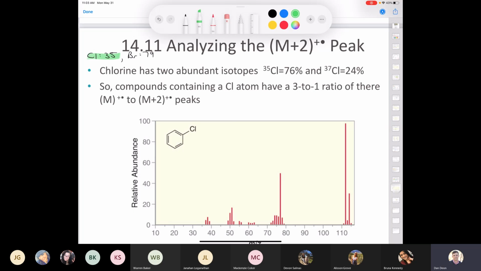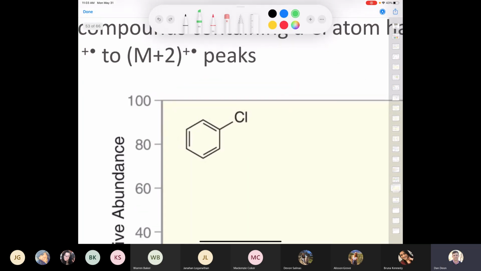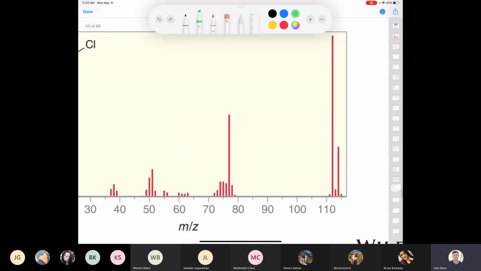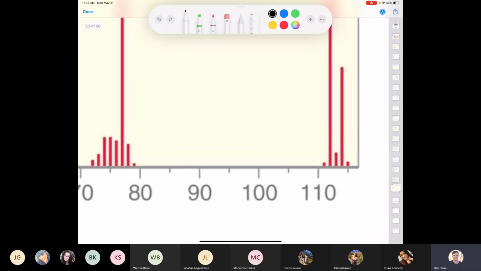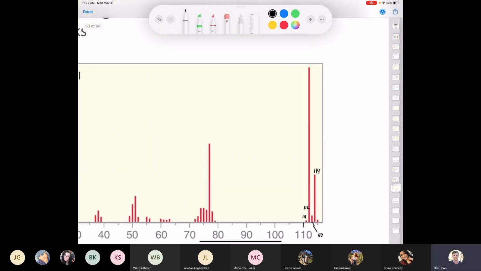So if you have a compound like this molecule here, this is called chlorobenzene. Hey, look, it's got a chlorine in it. If you look at the molecular ion of this compound, if this is 100, 111, 112, this is 113. What's this right here? This is 114. This peak here, this is the molecular ion, but the 114, that's the molecular ion +2. So we put it in brackets and put +2 like that.